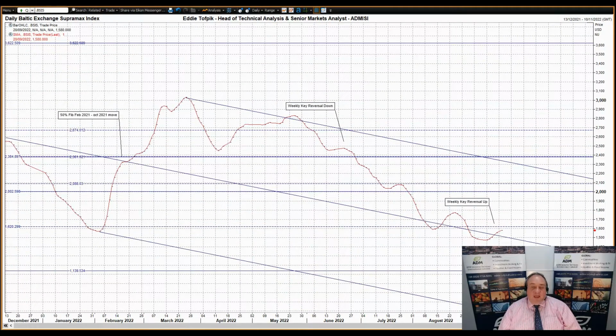Finally, we had a weekly key reversal up in the Baltic Exchange Supramax Index. This has all the symptoms of possible reactionary bullish action in an otherwise overall bearish market right now. If you look, you will note the October 2021 to March 2022 bearish shift pitchfork. The market's been following this pitchfork lower, most recently along and around the middle time, currently at 1514.